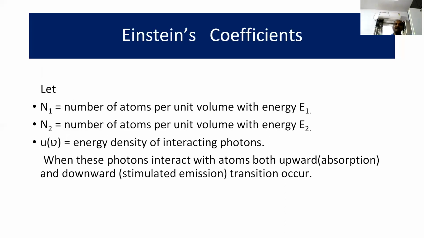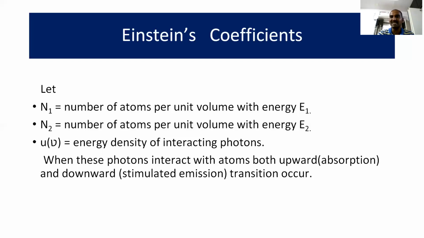And if you consider N1 as the number of atoms present per unit volume with energy E1, that means the number of electrons present in the ground state are represented with N1, and such a ground state has an energy E1. Similarly, N2 is the number of atoms present per unit volume in the higher energy level, which has an energy E2.